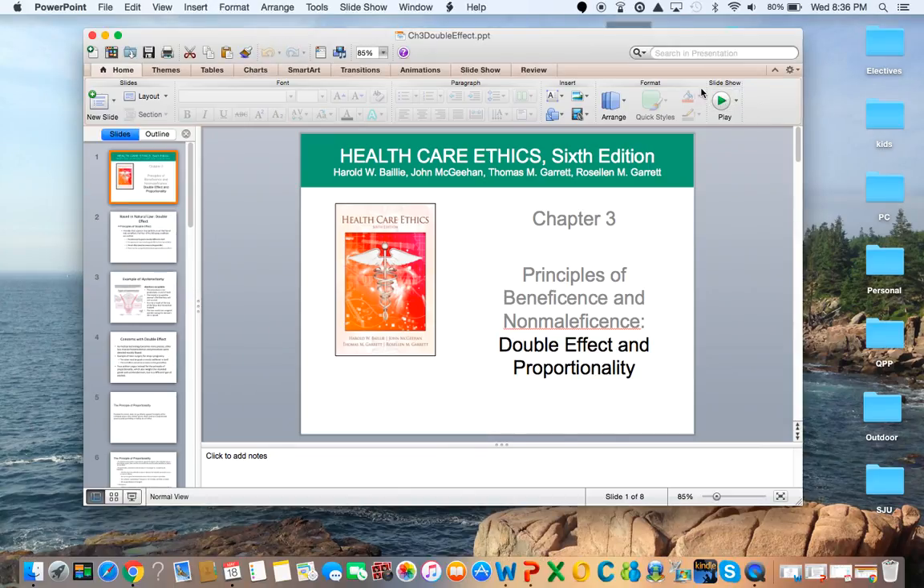All right, we're going to get a little bit into decision making for both patient and healthcare provider as well as surrogates as we look at the balancing act of proportionality.